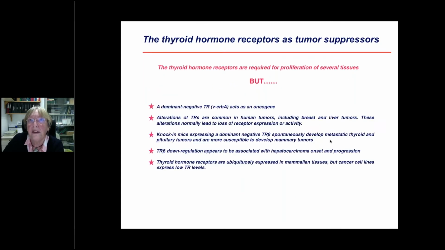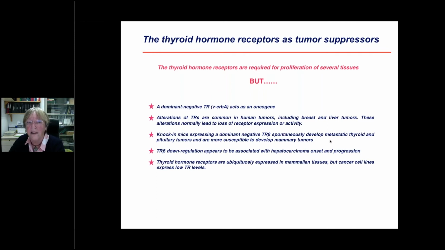As you know, the thyroid hormones and thyroid hormone receptors are key regulators of metabolism, growth, and development, but there is also evidence that they could play a role in cell proliferation and cancer. And it's very interesting that the thyroid hormone receptors are required for proliferation of normal cells in several tissues, but however, there is also evidence that these receptors can act as tumor suppressors.